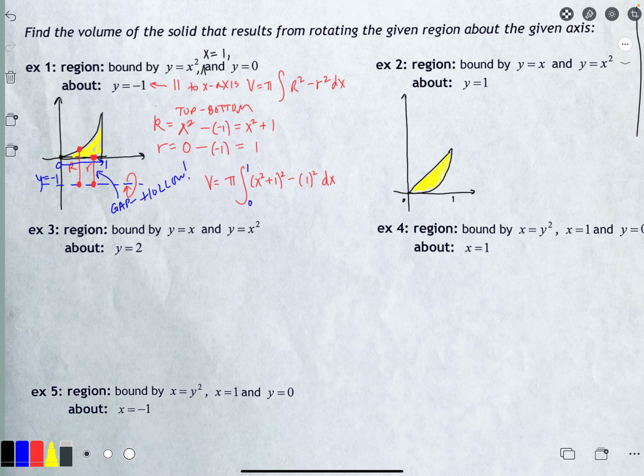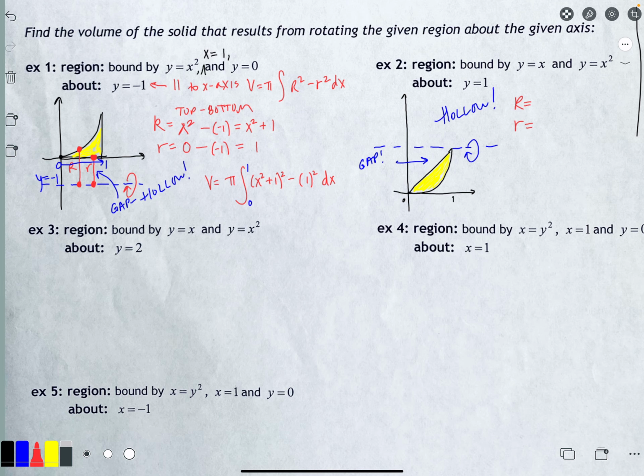Okay, now I'm going about the line y equals 1, which is up here now. And this is what I'm revolving about. Do you guys see this space in here? That's the gap. When it's a gap, it's hollow. When it's hollow, I need big R and little r. So I'm going to need what big R and little r are.